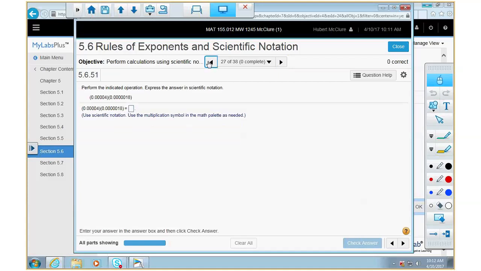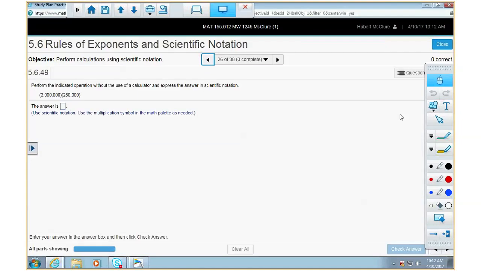There's two questions I might put on the test. Let's do these two, because I wouldn't mind putting one of those on the test. Try that one. If I can find them in that daggum book, I have to make them up. 2 million times 280,000.